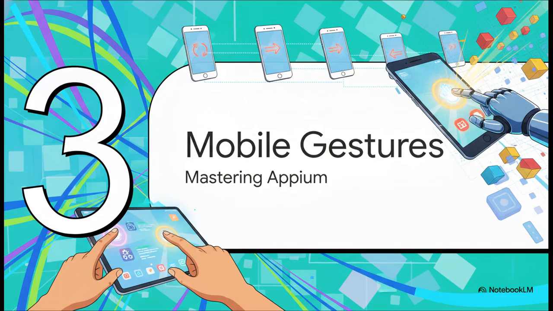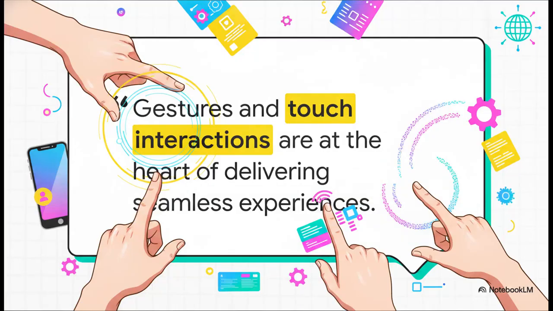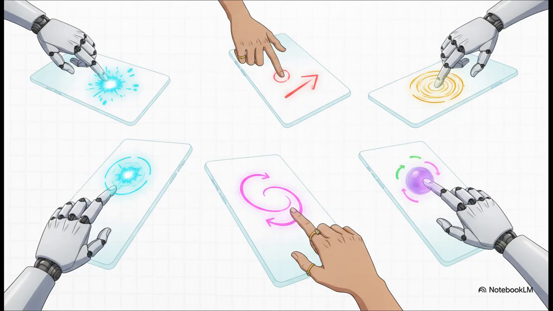Section 3, Mastering Advanced Mobile Gestures. I really love this quote from our source material. In today's mobile-first world, gestures and touch interactions are at the heart of delivering seamless user experiences. That really hits the nail on the head. You just can't validate a modern mobile app by only clicking simple buttons. Real users pinch, they zoom, they flick, they drag. To truly test an application, your automated framework absolutely must be able to seamlessly mimic real, complex human behavior. Thankfully, Appium, as a cross-platform framework, handles these interactions brilliantly using the WebDriver protocol and W3C Actions APIs.